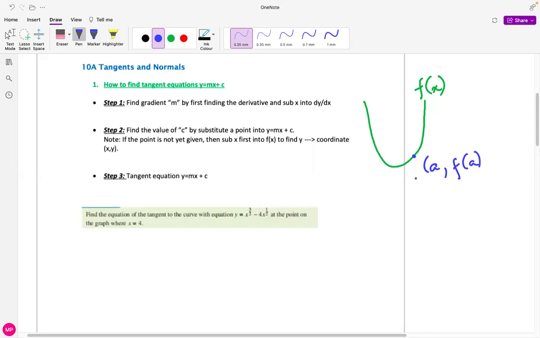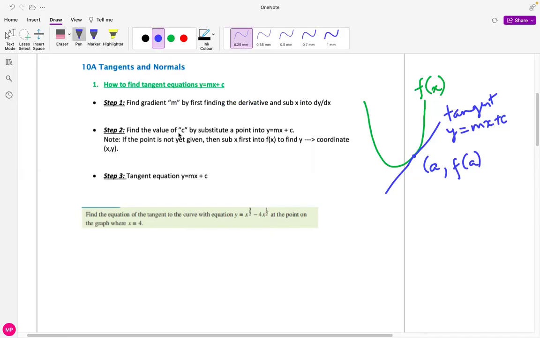So you're going to draw a line touching the curve at this point, and that we call a tangent line, right? So the first step to find the tangent line, and as you know, the tangent line is y equal mx plus c. So what we do first is we find the gradient by derivative, and then we sub x into the derivative. That's going to give us the gradient of the tangent.